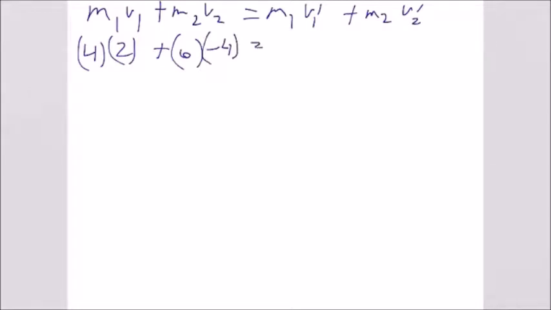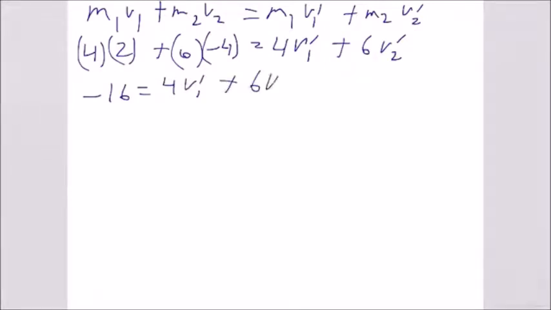That's equal to the momentum after the collision. Well, the first object again had a mass of 4, and we don't know that final velocity. The second mass had a mass of 6, and again we don't know its final velocity. So let's simplify this down a bit. 4 times 2 is going to give us 8. 6 times negative 4 is going to give us negative 24. So that's going to end up giving us negative 16 equals 4 times v1 prime plus 6 times v2 prime.